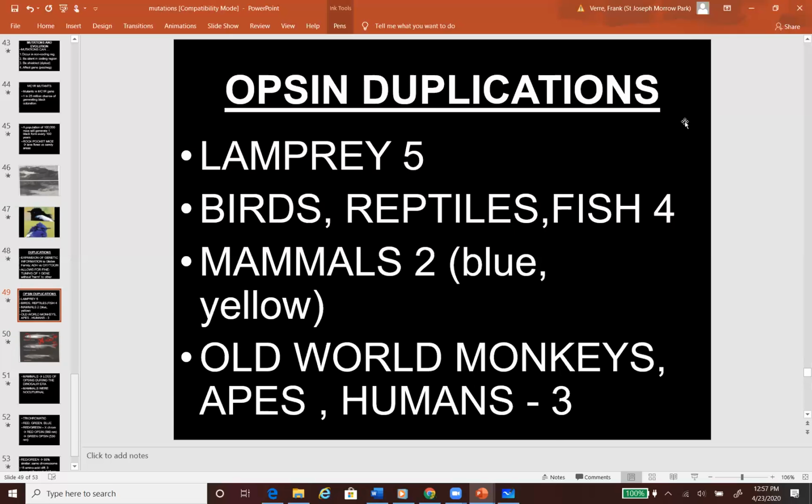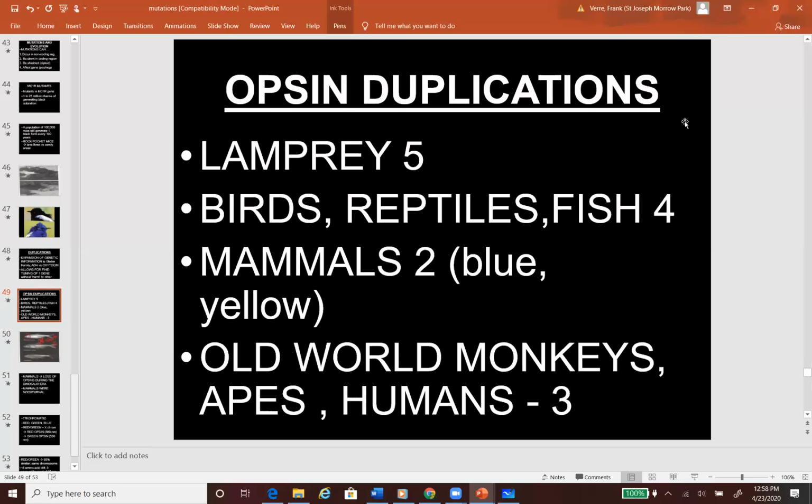Now, most mammals have only 2. They can see blue and they can see yellow very well. So like a dog can't see color as well as we can because they have 1 less copy of the gene that codes for seeing color.